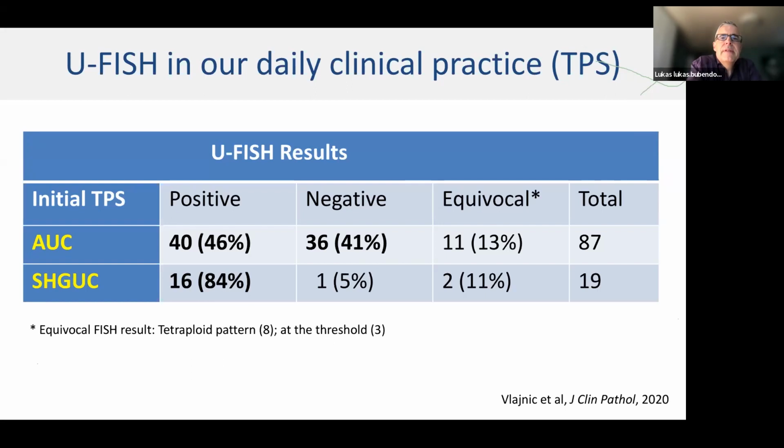This shows our experience of FISH analysis in these conditions in our own lab. So when we have AUC, almost 50% of all cases were FISH positive, indicating that they were in fact neoplastic and high-grade urothelial carcinoma, while around 40% were negative. Like in many tests, you also have equivocal results, and these were 13%. That is, the case had either a tetraploid pattern or the result was at the very threshold with only very few positive cells. No surprise, if you have a diagnosis of suspicious for high grade, the vast majority will have a positive test result.